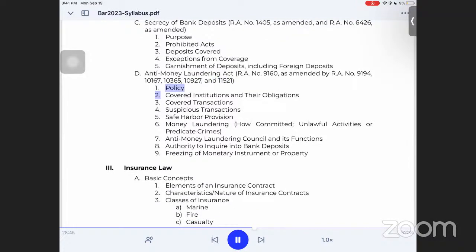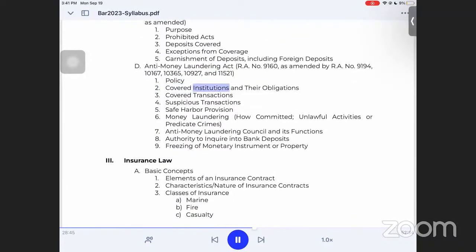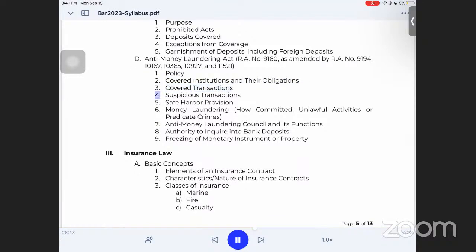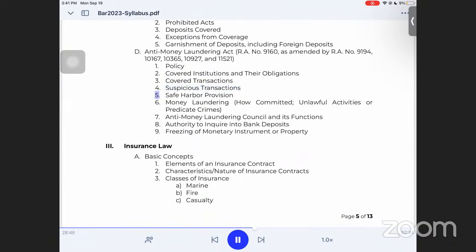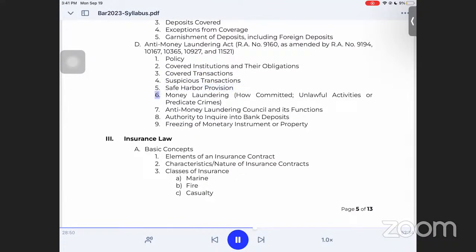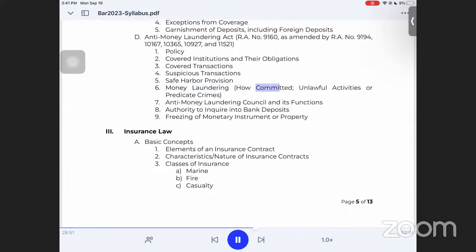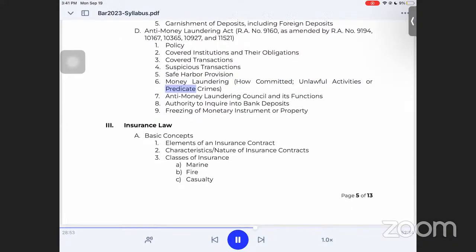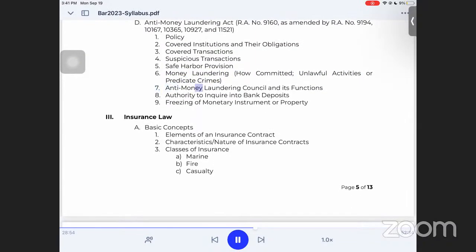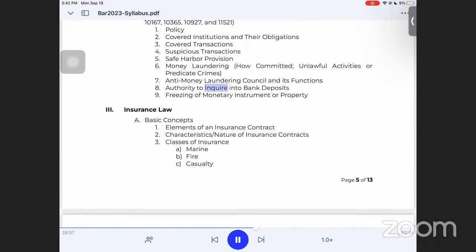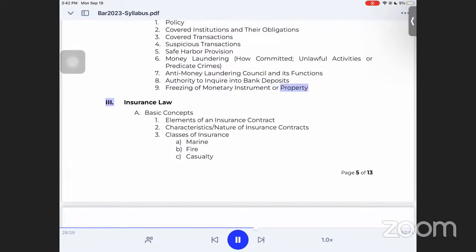1. Policy. 2. Covered institutions and their obligations. 3. Covered transactions. 4. Suspicious transactions. 5. Safe harbor provision. 6. Money laundering, how committed, unlawful activities or predicate crimes. 7. Anti-Money Laundering Council and its functions. 8. Authority to inquire into bank deposits. 9. Freezing of monetary instrument or property.